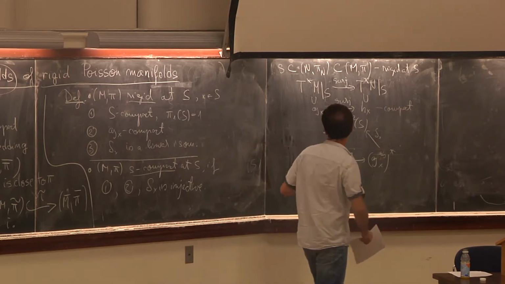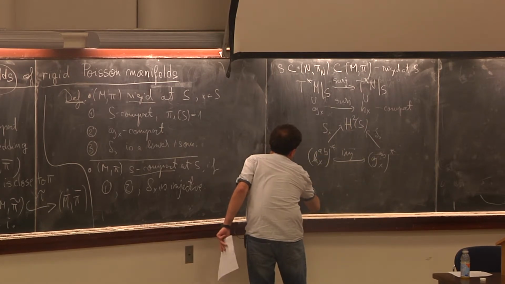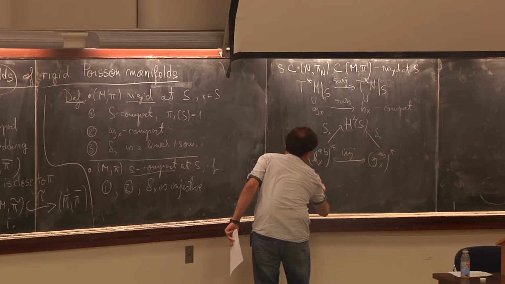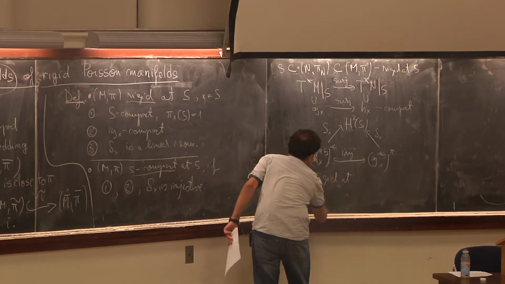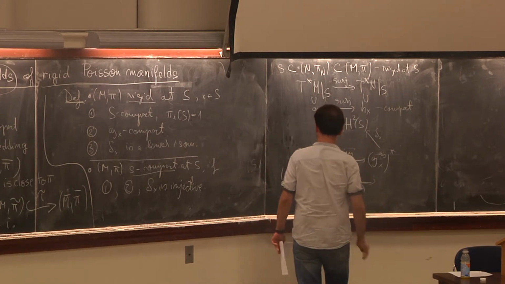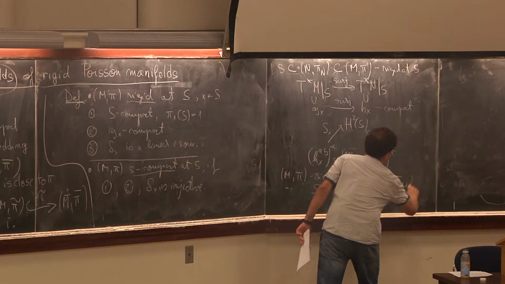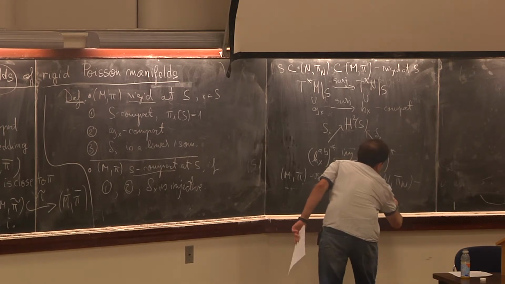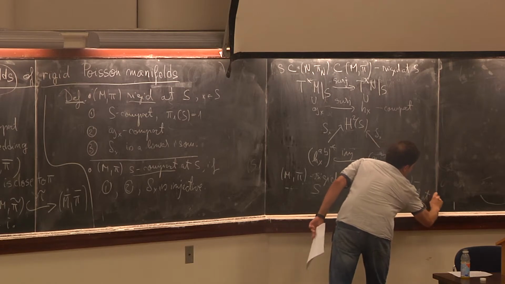Right, so what we have proven is, if M pi is rigid at S, this implies that N pi N is S compact at S.